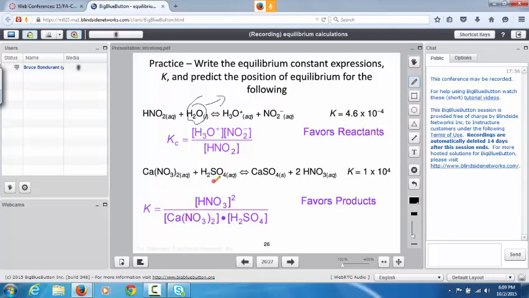CaNO3 plus H2SO4 makes CaSO4 solid plus 2 HNO3. Again, here is a case where you have a solid that is not included in the products part. HNO3 is the only one that is in the products part, so it's HNO3 squared. CaNO3 and H2SO4 are all in solution, so they're okay. They're in the bottom.